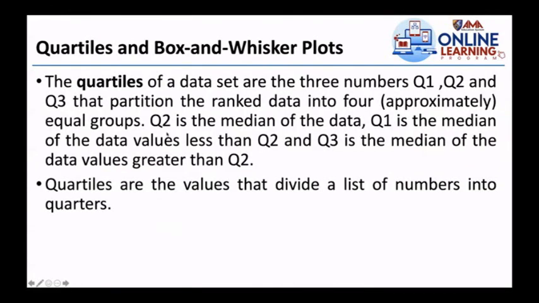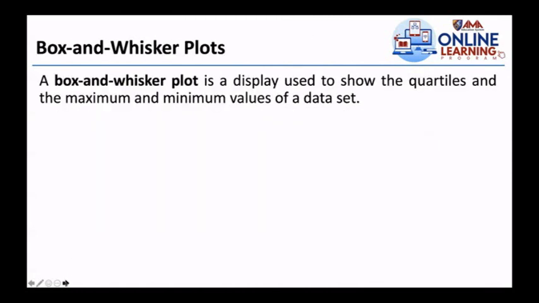Now, quartile is, since it's quartile, we divide the data into four. Okay, that's why we have Q1, Q2, Q3. Now, Q2 is related to the median because you divide the data into two. Now, if you divided the data into two, that means Q1 is the median of the data values less than Q2. Then Q3 is the median of the data values greater than Q2. Now, you understand it's better in specific examples. So all you need to understand for now is that quartiles are the values that divide a list of numbers into quarters, into four.